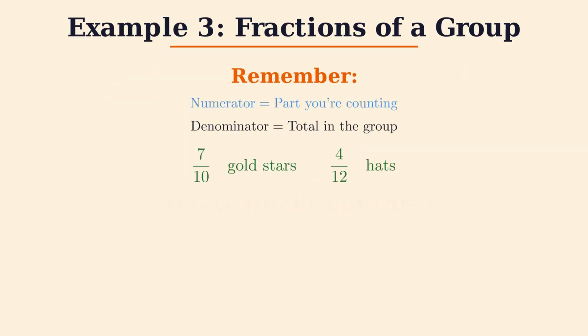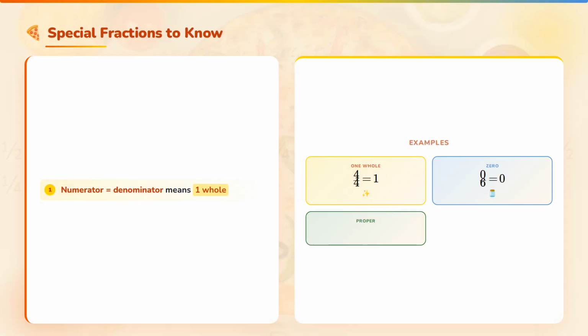What fraction wear hats? Total students equals 12. Denominator is 12. Students with hats equals 4. Numerator is 4. So 4/12 of the class is wearing hats. See 4 highlighted out of 12? You've totally got this. Here's where it gets really cool.